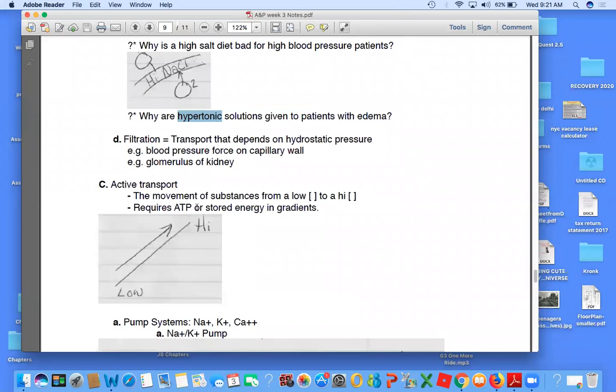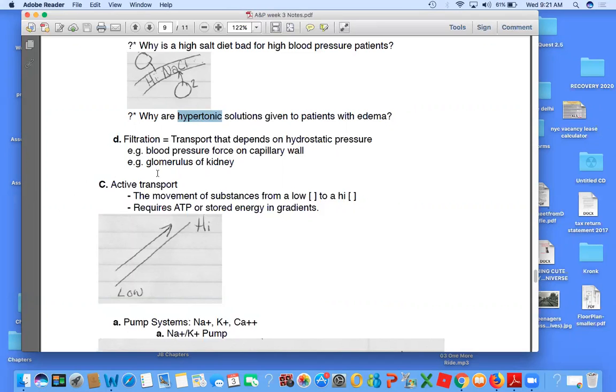Last but not least, everyone, is filtration. Filtration is transport dependent on pressure, hydrostatic or water pressure. During a lab, usually I will have a little filter and you'll put liquids through the filter and see which ones stay and which ones don't. Basically, separation due to filtration occurs based on the holes in the filter, how big the holes are. Little things come through, big things do not.